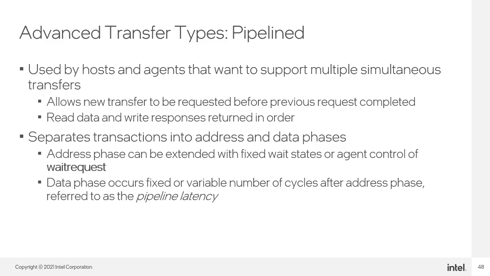The pipeline logic added for this type of transfer stores the multiple requests and issues them in order when the addressed agent can respond. The address phase can be extended using properties discussed earlier, or through manual control of the wait request signal by the agent. The data phase occurs a fixed or variable number of cycles after the address phase is complete. The number of cycles between the address and data phases is referred to as the pipeline latency.